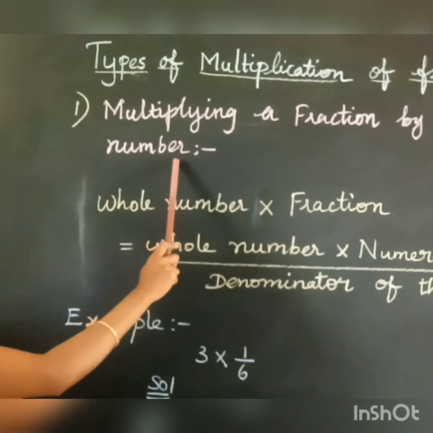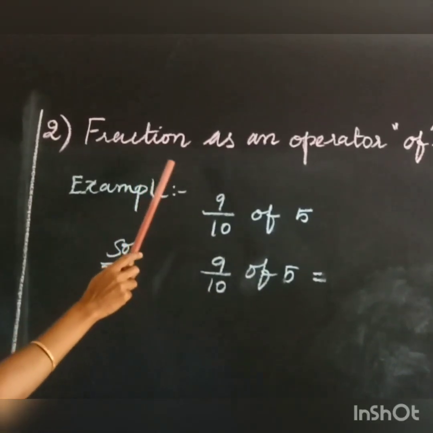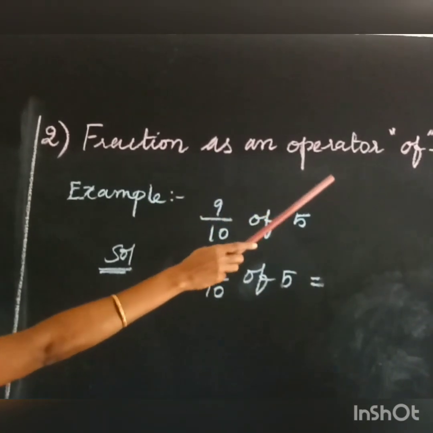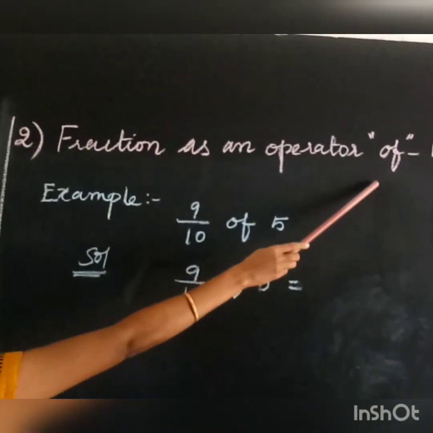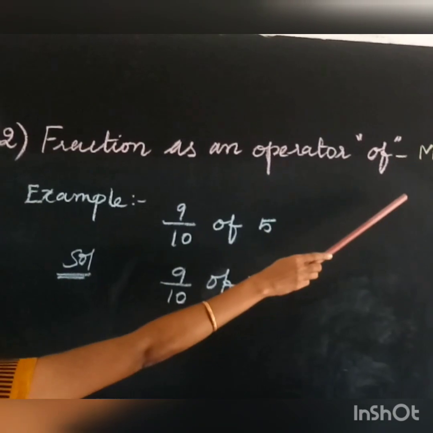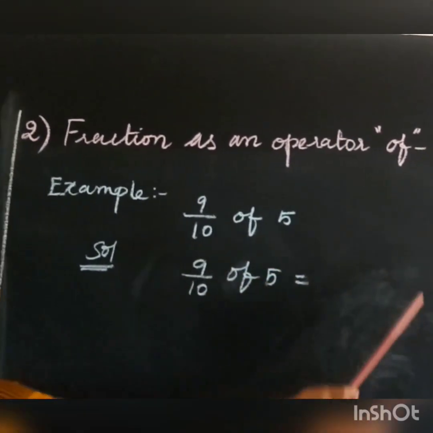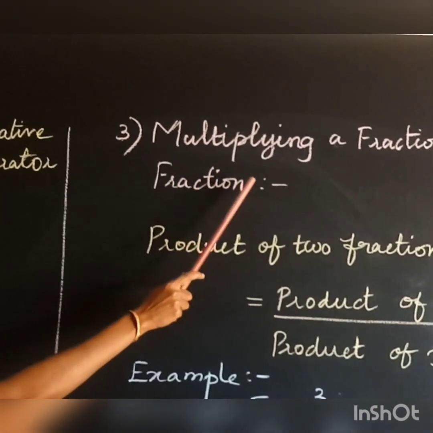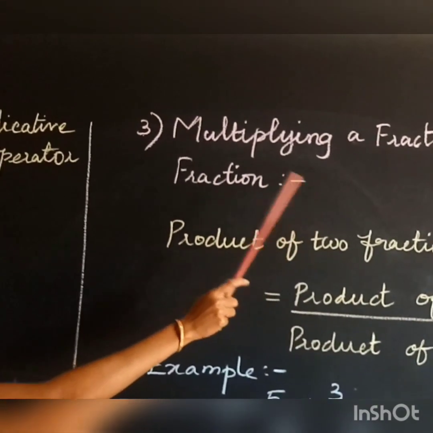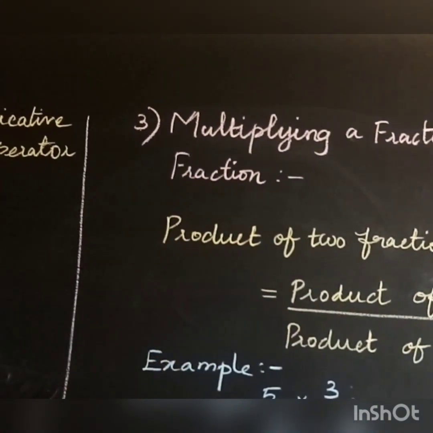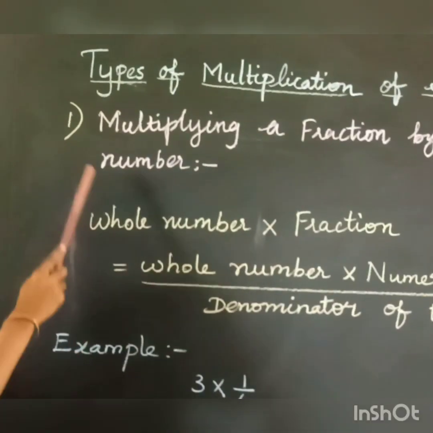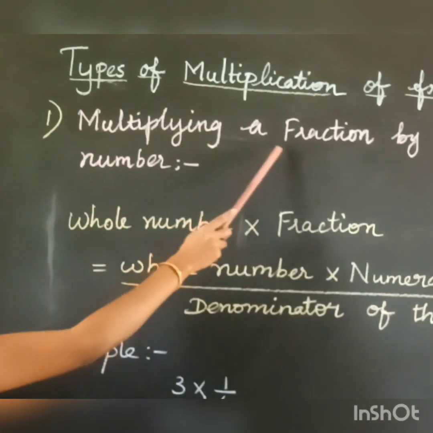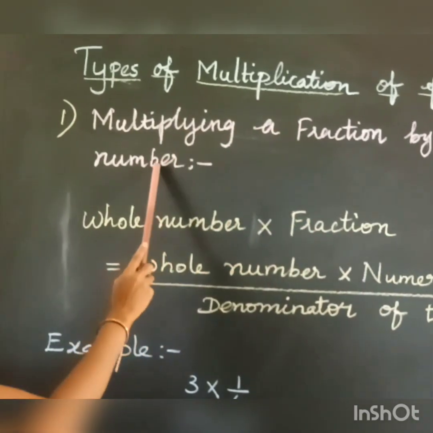Second type is fraction as an operator of. This "of" represents a multiplicative operator. And then third type is multiplying a fraction by another fraction. See the first type, multiplying a fraction by a whole number.